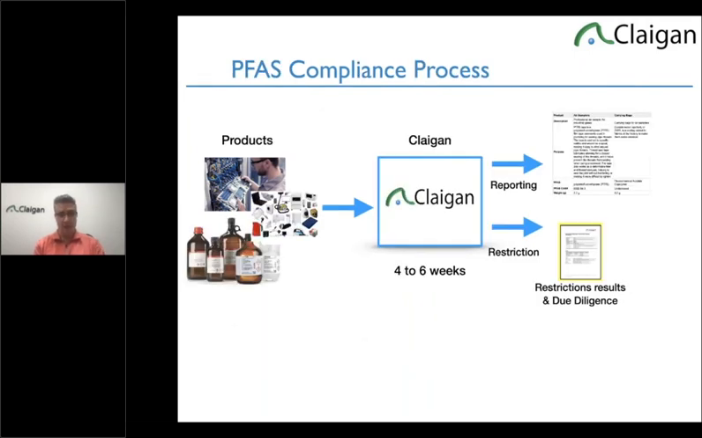Oversimplification, you give it to us, we solve it. If you want to know how the sausage is made, that's all going to be the next section, but it's actually really simple. This is really complicated. We take your products, we work with you, but we basically do it for you, and we give you what to report. Here's what you report, and here's your restriction results and the due diligence you need to support. And I'll explain why that's so important a little bit. It takes about 4 to 6 weeks, and we just solve it.